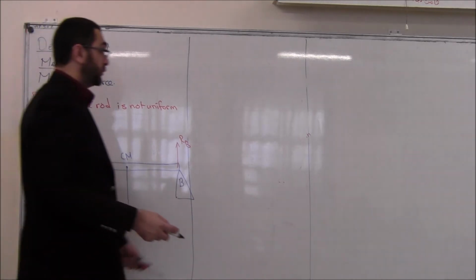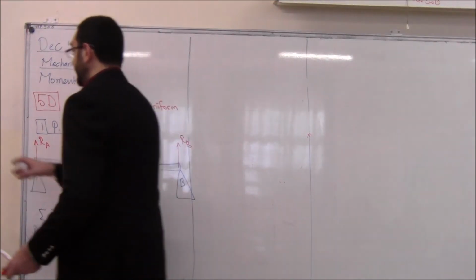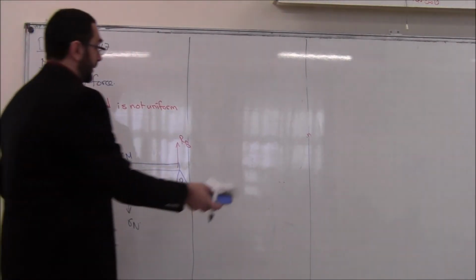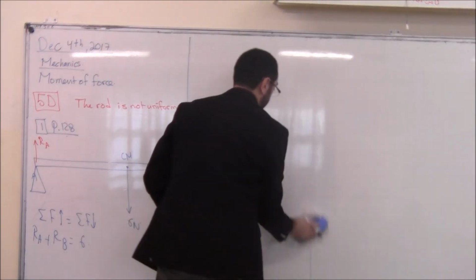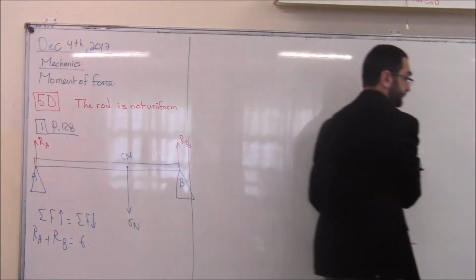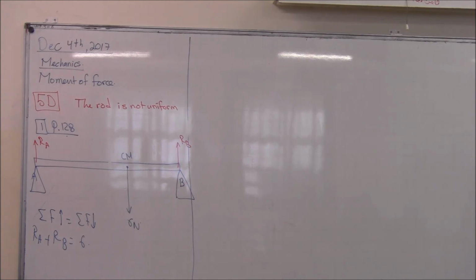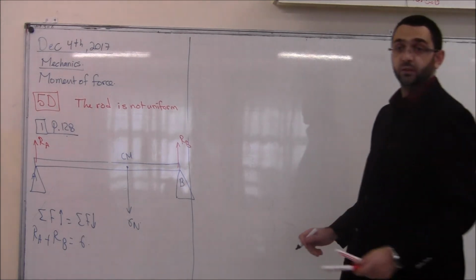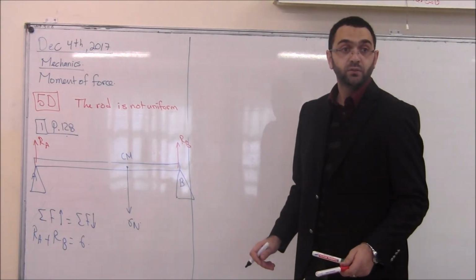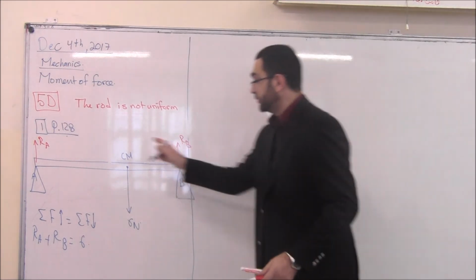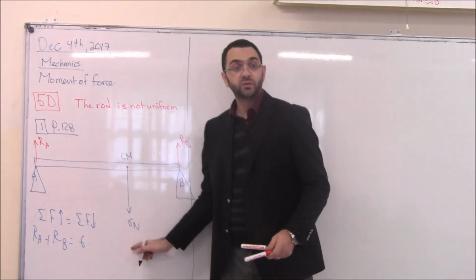In order to find RA or RB, I have to take the moment either about A or about B. The weight is given, 60 newtons, right? How did we know RA plus RB equals 60? Upward forces equal downward forces.